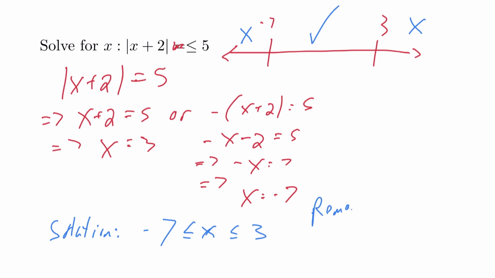So remark, I include the endpoints. I include minus 7 and 3 because I don't have strict inequality. If I didn't have that equals sign there, negative 7 and 3 would not be solutions, because that would be when the left-hand side was 0, which would not be included in the solution set in that case.